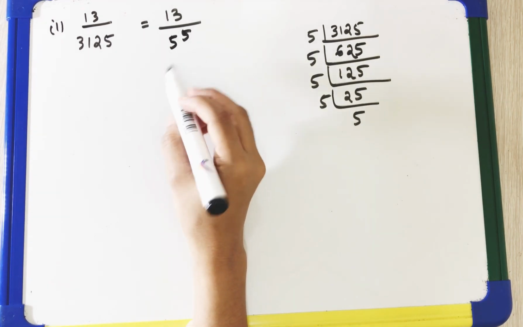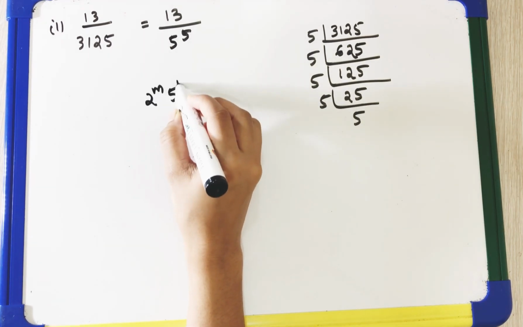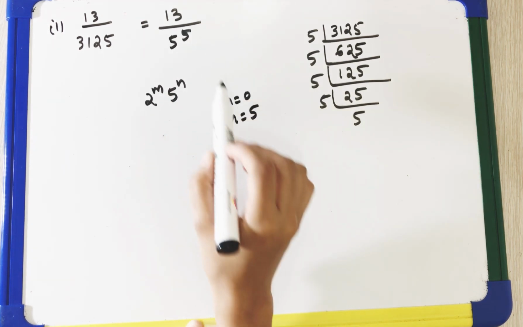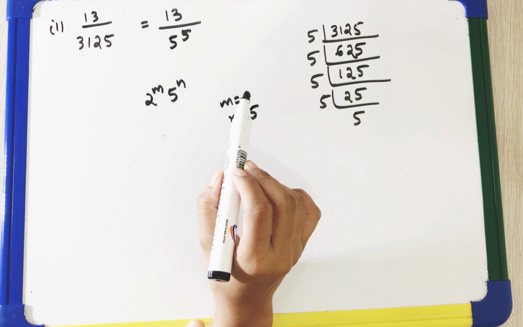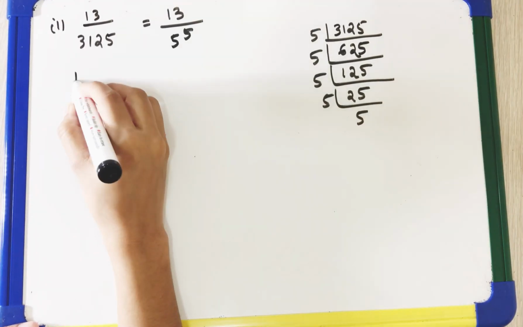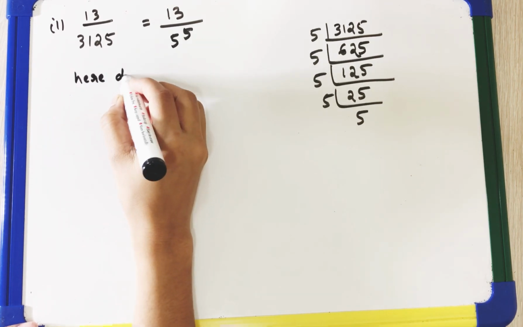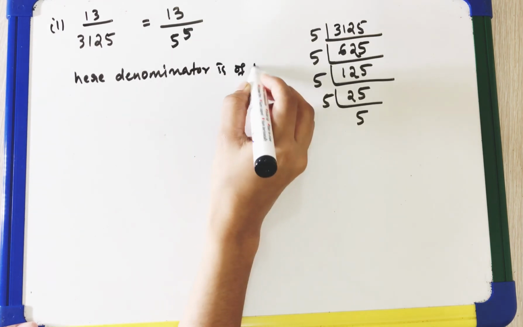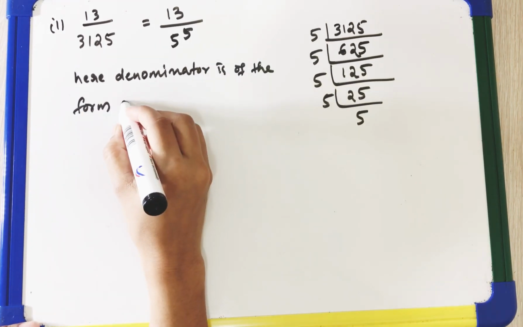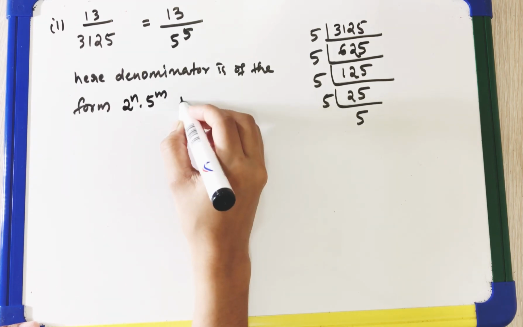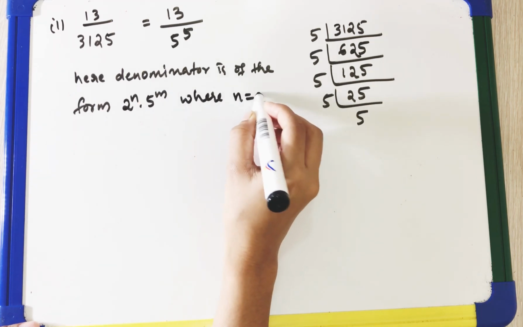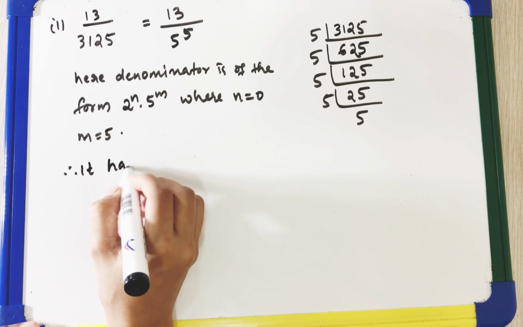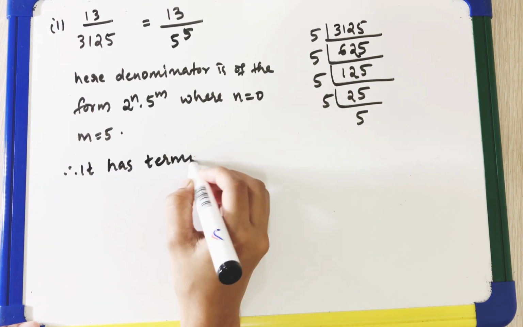Here see the denominator is of the form 2 raised to m into 5 raised to n with m equal to 0 and n equal to 5. Therefore it has a terminating decimal expansion. Or we can write here the denominator is of the form 2 raised to n into 5 raised to m, where n equal to 0, m equal to 5. Therefore it has a terminating decimal expansion.